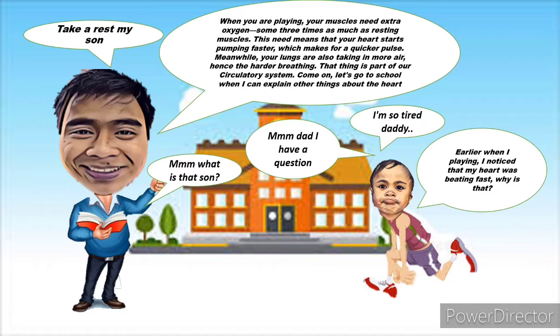When you are playing, your muscles need extra oxygen, some 3 times as much as resting muscles. This need means that your heart starts pumping faster, which makes for a quicker pulse. Meanwhile, your lungs are also taking in more air, hence the harder breathing. That thing is part of our circulatory system. Come on, let's go to school, and I can explain other things about the heart.